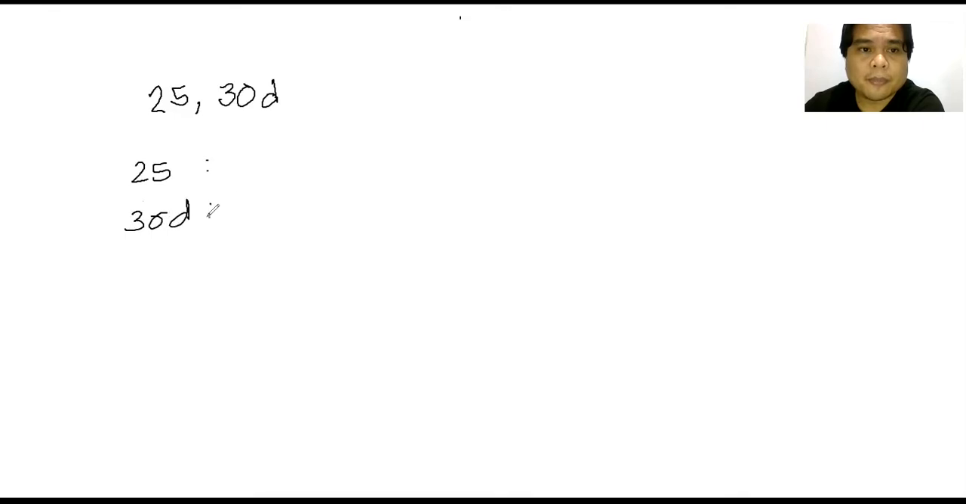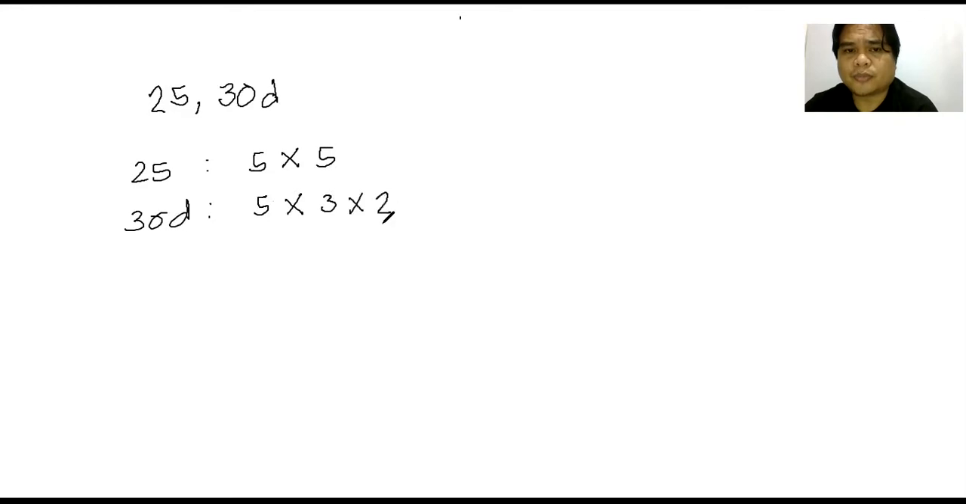What you need to do is just list the prime factors. The factors of 25 are 5 times 5. Those are the prime factors of 25, right? How about 30? You have 5 times 6, or to list its prime factors, 3 times 2. 5 times 3 is 15, times 2, you get 30.